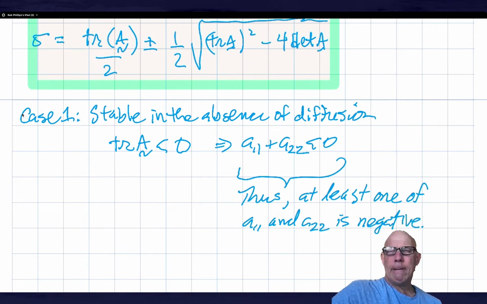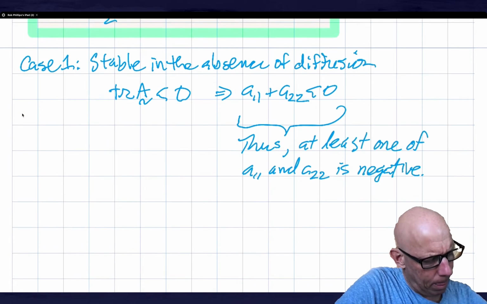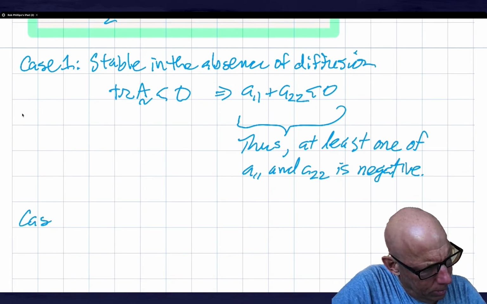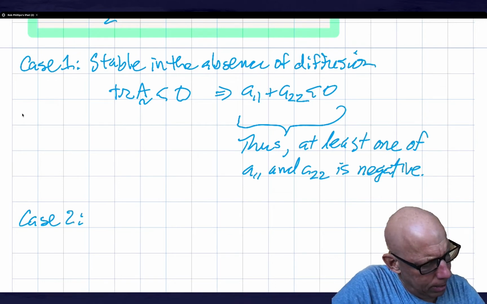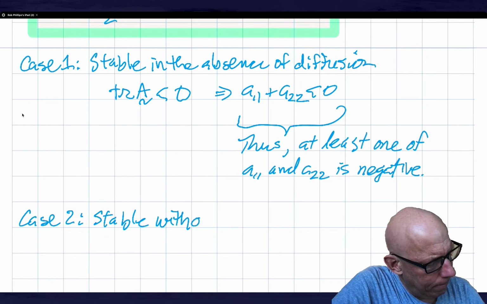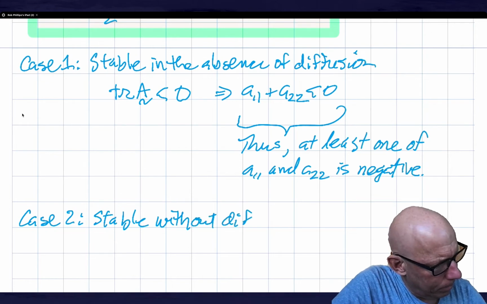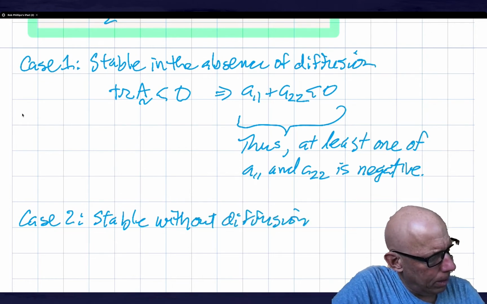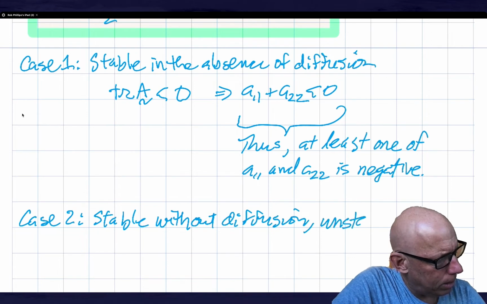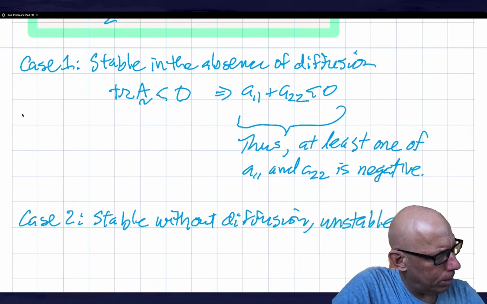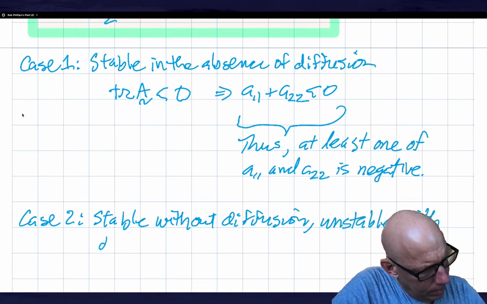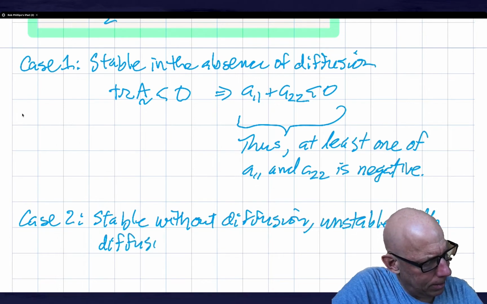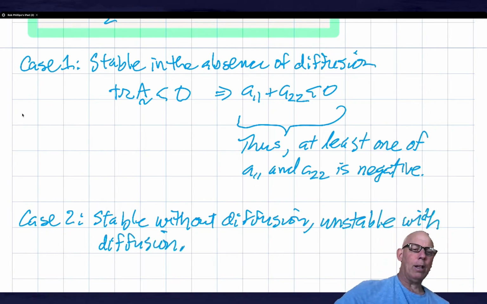Now let's think about case 2, stable without diffusion, and then unstable with diffusion. That's kind of like the cases that we did earlier.